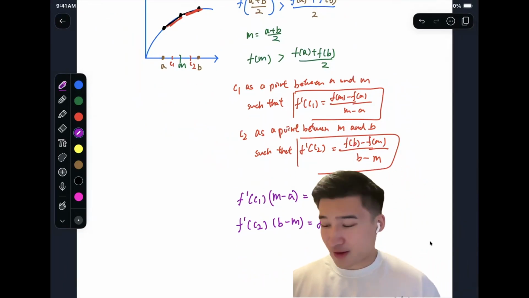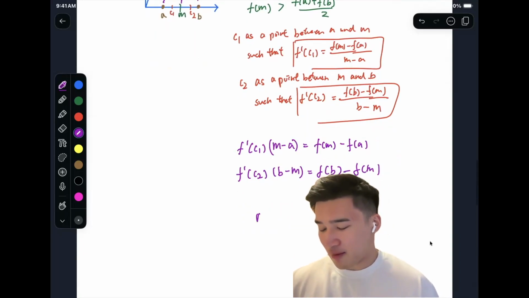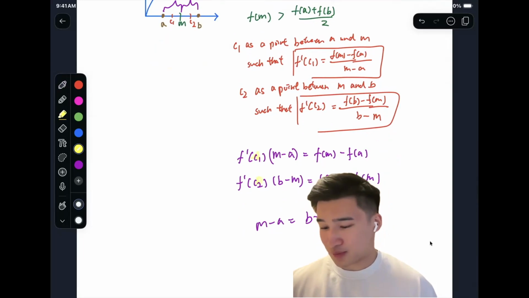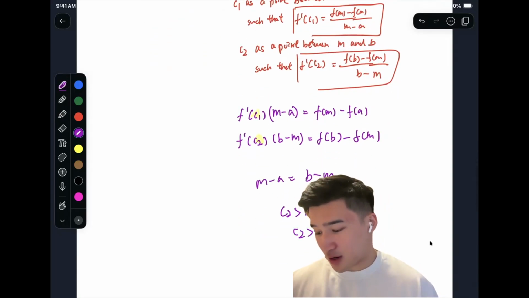Because M is a midpoint, this distance is equal to this distance. So we know that M minus A equals B minus M. But now, here's the thing. We want to take a look at C1 and C2, so that C2 is greater than M, which is also greater than C1. And so C2 is greater than C1.